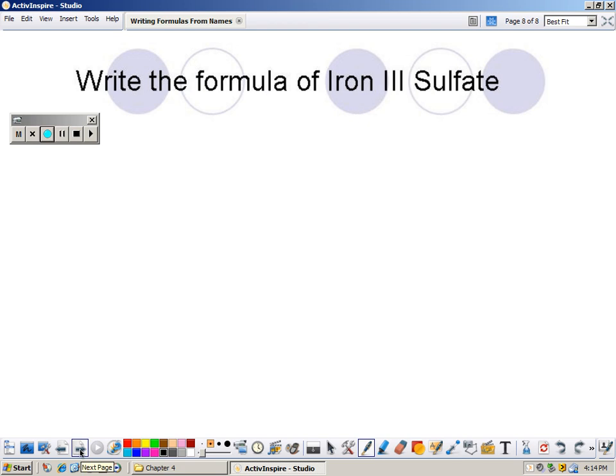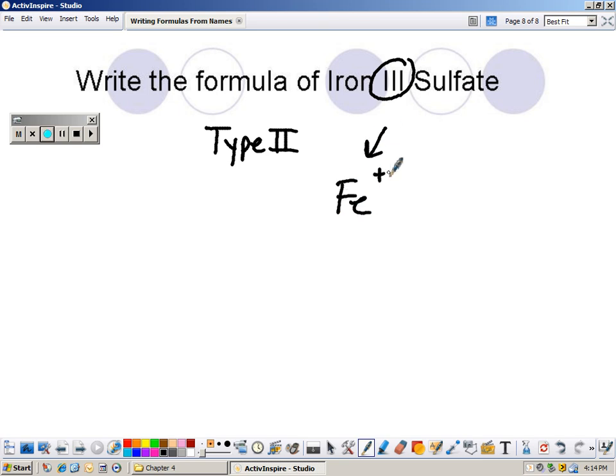Iron 3 sulfate. Roman numeral, again type 2. If we break this up into ions, you have iron, and the Roman numeral tells you it's +3. Sulfate, you should be thinking polyatomic ion, SO4 -2. Now this one's going to be a little trickier. You have to figure out, kind of like a math term, the least common multiple. What's the least common multiple of 3 and 2?